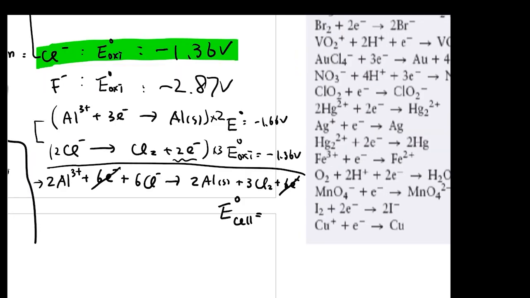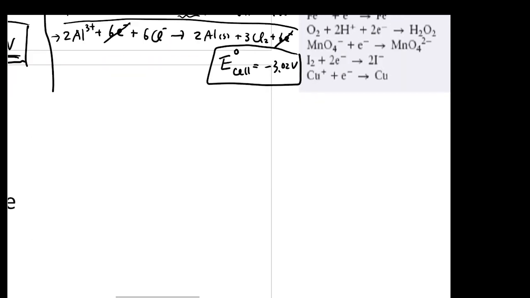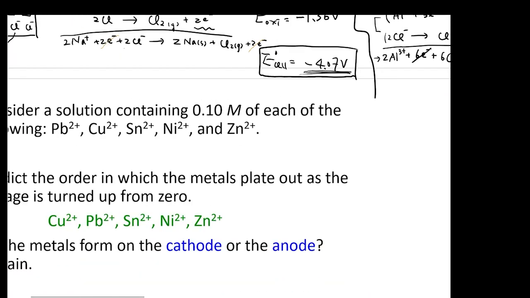The E naught of the cell will be the sum of the two, so that equals negative 3.02 volt. So you need to apply 3.02 volt to complete the electric circuit so that your aluminum will get reduced and your chlorine will get oxidized to form Cl2. With that in mind, let's look at another example.